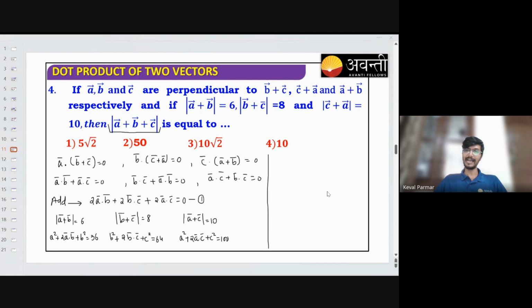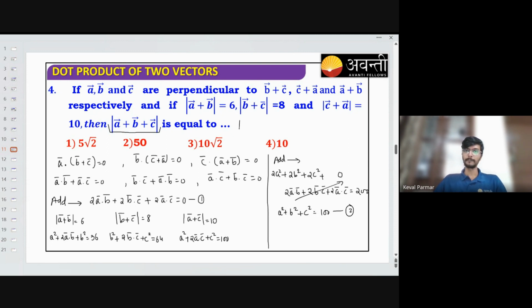Now, if I add these, I'll get 2A square plus 2B square plus 2C square plus 2A vector dot B vector plus 2B vector dot C vector plus 2A vector dot C vector is equal to 200. This is 0. Correct? So that means I'll get A square plus B square plus C square is equal to 100. This is equation number 2.